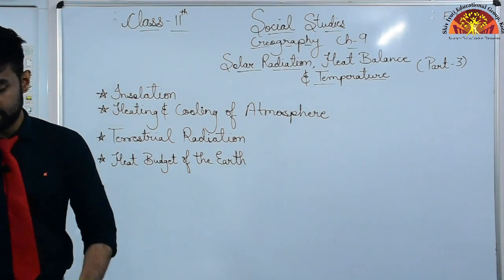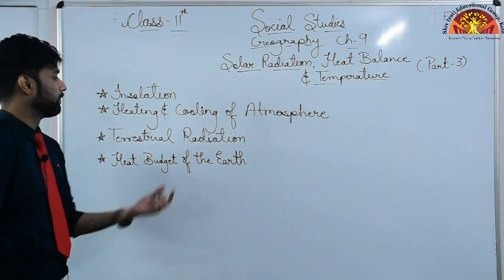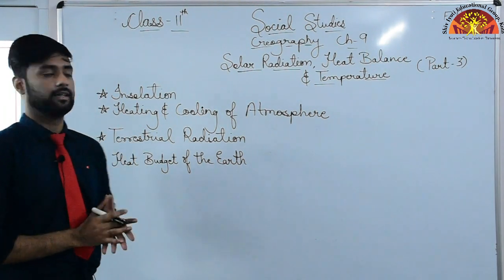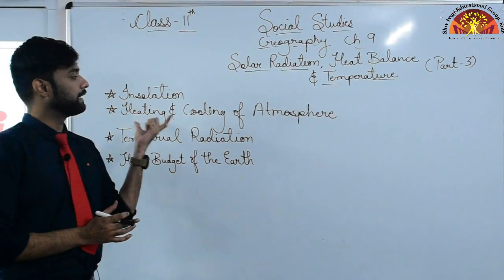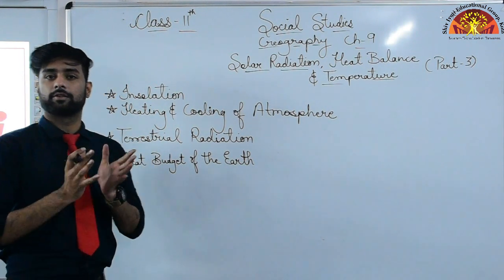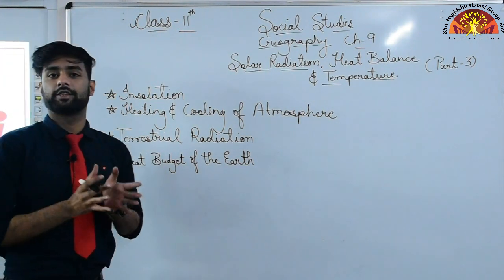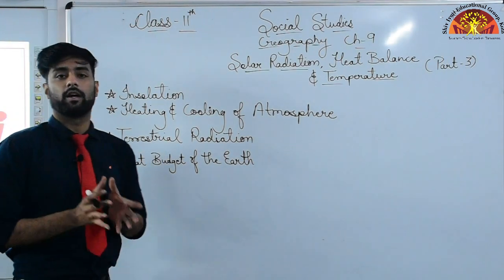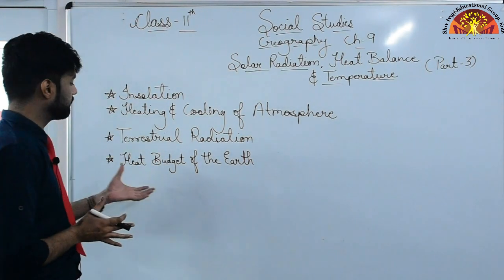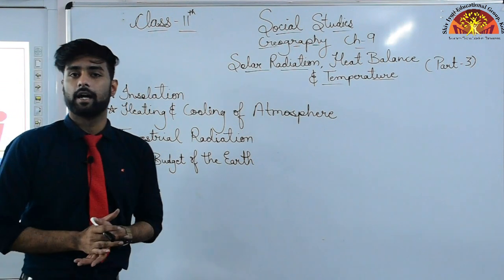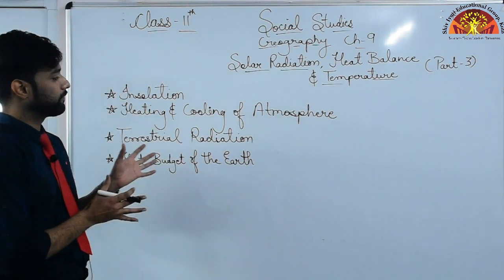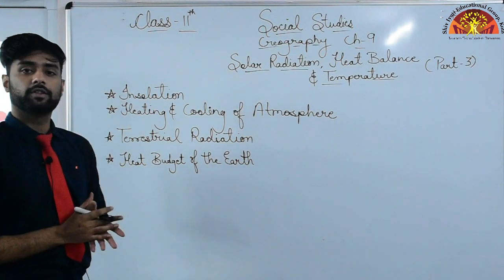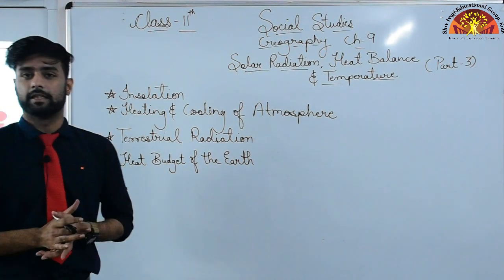So students, up until now let us revise what we have learned. We have learned about insolation, that is the incoming solar radiation which our earth receives, correct? We learned about the heating and cooling of the atmosphere. We learned about three processes, that those were conduction, convection and advection. We learned about the phenomena of terrestrial radiation, and then we learned the heat budget of the earth. So we have covered these topics. If you are not familiar with these topics, I would advise that you go back and watch the other videos of this chapter before you watch this video, okay?